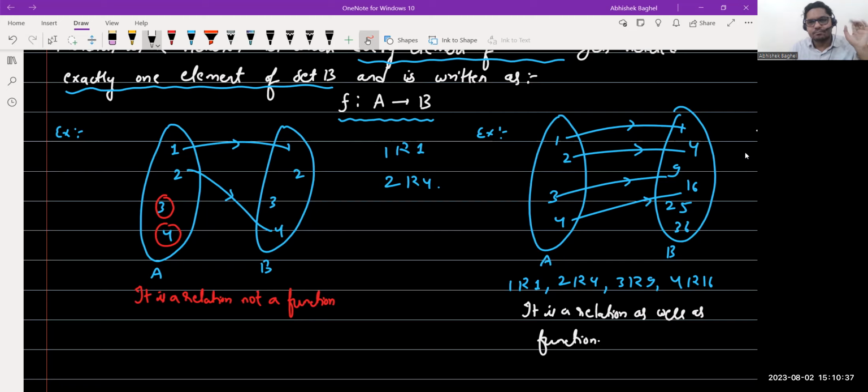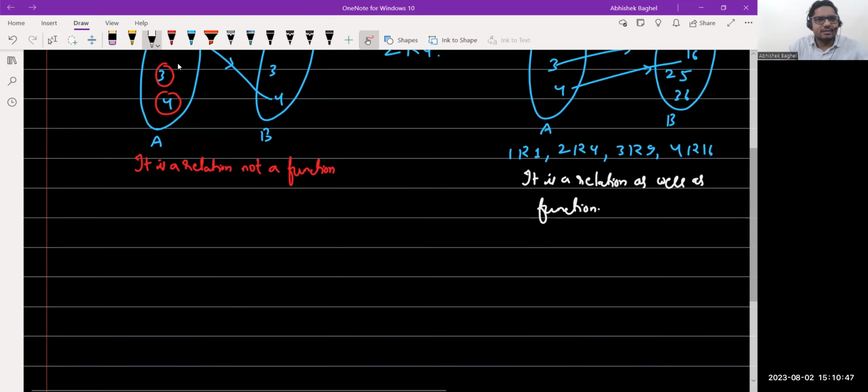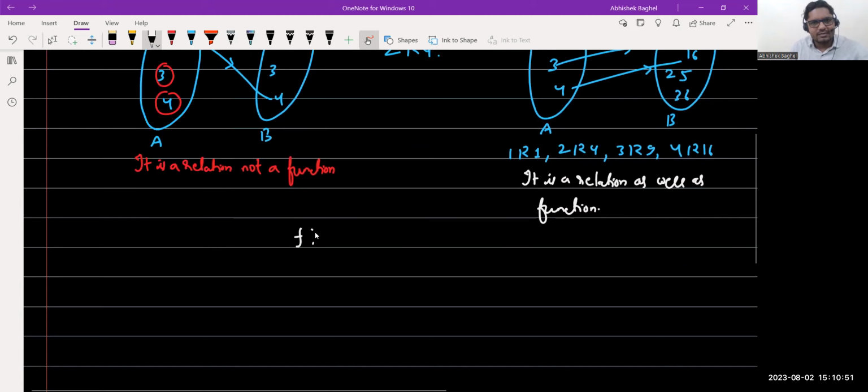Clear? Okay, let us talk about the range, domain, and codomain of function. So we have a function defining from set A to set B. Clear? Set A to set B.